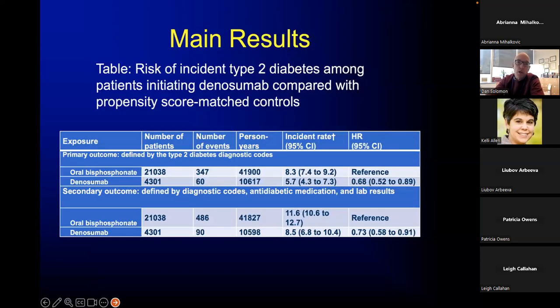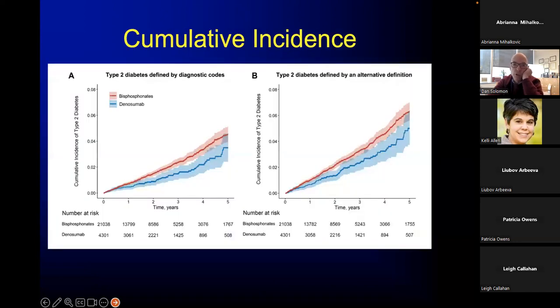And the main results, just to skip ahead, is that we saw a 30% reduction in the risk with denosumab users compared to oral bisphosphonate users. And here our primary outcome was defined by type 2 diabetes diagnostic codes. And then we did a secondary outcomes analysis where we also included anti-diabetic meds and some lab results. We did have some hemoglobin A1Cs and things like that. And it's a very similar result. So it's a very robust result, no matter how you define the outcome, which gave us greater confidence that this was a real result. And again, we see the cumulative incidence curve.